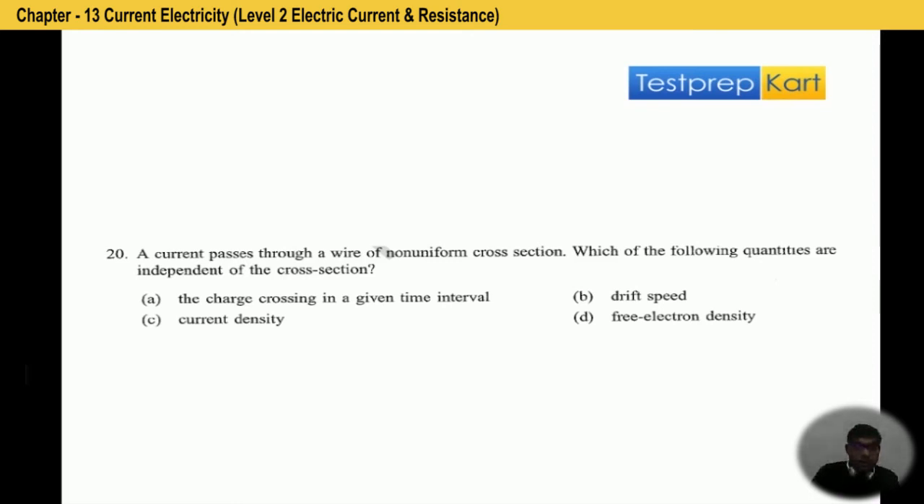So, if we have any wire having variable cross-section, then we need to select which parameters do not depend on that. First, irrespective of the cross-section or resistance offered by a conductor, current remains the same. It means dq over dt would remain constant, so the charge crossing in a given time interval would remain constant.